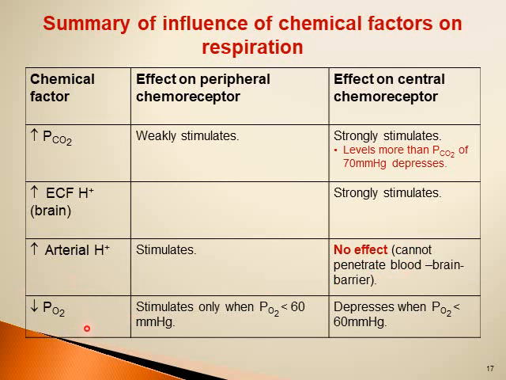Low oxygen will strongly stimulate the peripheral chemoreceptors but only when its partial pressure drops below 60 millimeter mercury. And if it is not corrected quickly, it will directly depress the medullary respiratory area through its direct inhibitory effect on the central chemoreceptors and also the medullary respiratory area.